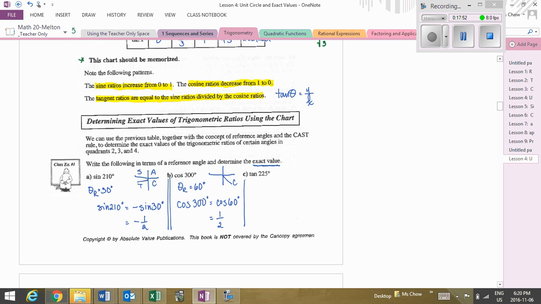For tangent of 225 degrees, 225 degrees is in quadrant 3, where tangent is positive, and our reference angle in this particular case is 45 degrees. And so since tangent is positive in quadrant 3 as well as in quadrant 1, then we know that tangent of 225 degrees will be the same as tangent of 45 degrees, and we can either go back to the table or we can look at our special triangles. Tangent of 45 degrees is root 2 over 2.